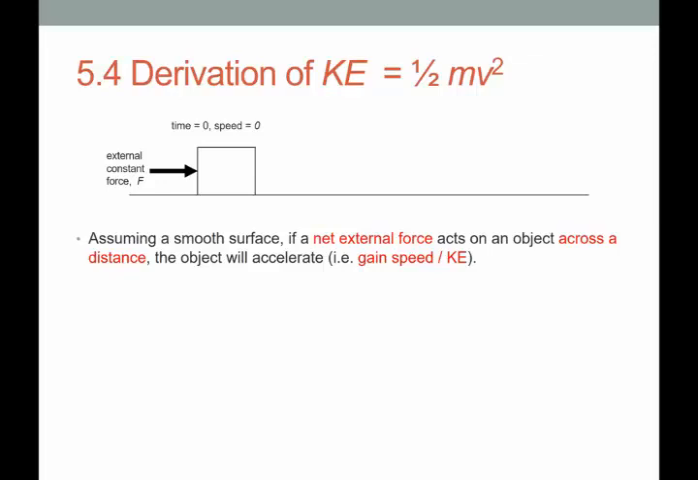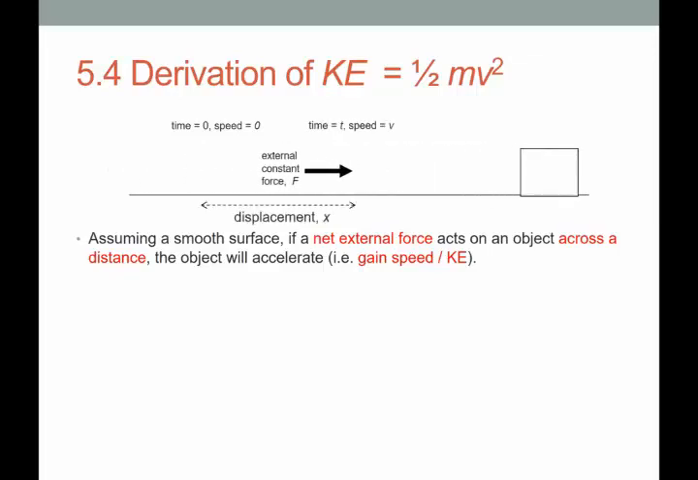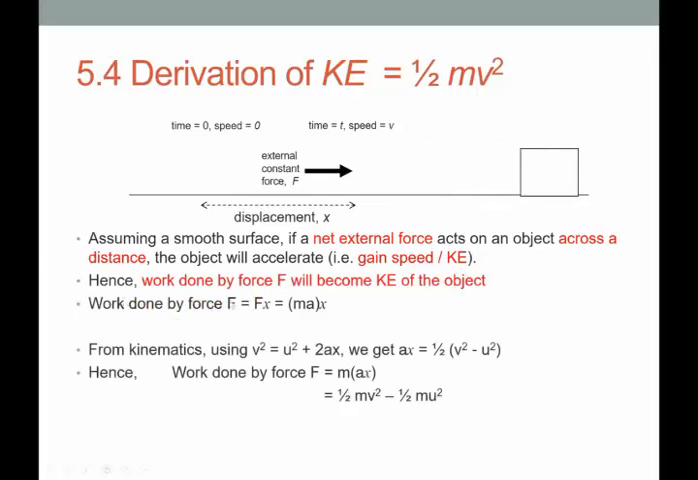Now go to the derivation of the kinetic energy, half mv squared. We assume a smooth surface, and then we have a box where a net external force acts on the box over a distance. The object will accelerate, that is, it will gain speed or kinetic energy. The work done by the force will become the kinetic energy of the object.